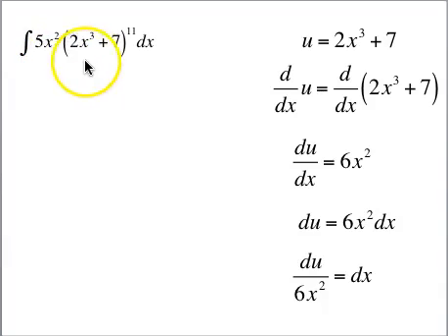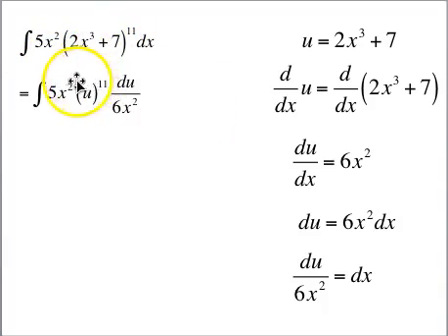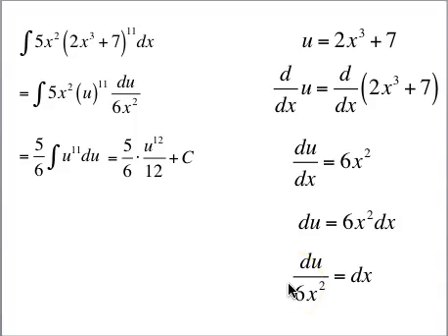So we'll have 5x squared u to the 11th du over 6x squared. The x squareds cancel. 5 over 6, 5/6 comes out. And all we have is 5/6 integral of u to the 11th du, which is nice. There's only u's involved. That's our process. And of course, the integral of u to the 11th is u to the 12th over 12 with our power rule that we've seen in our earlier problems.